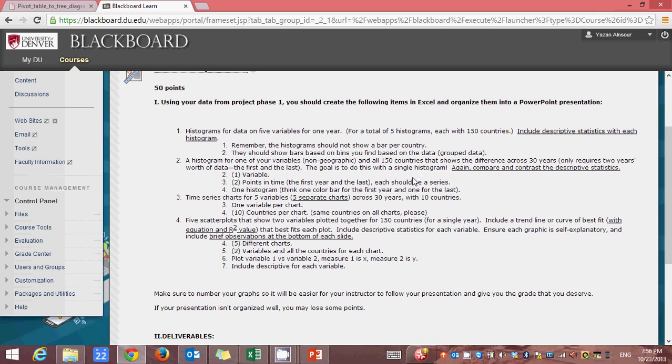And I will accept bar chart here, column chart, I'm sorry. So one variable, 2 points in time, and one histogram. Okay.